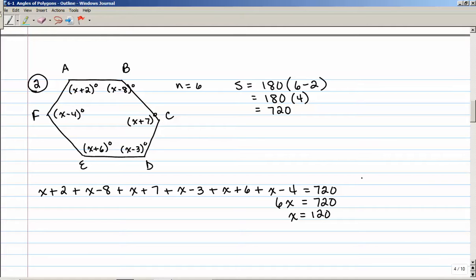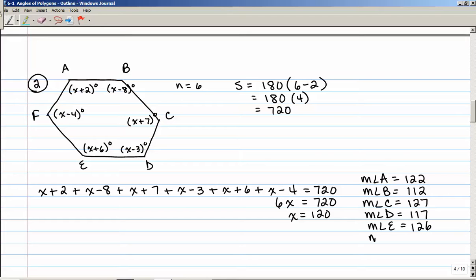So the measure of angle A is x plus 2, or 122. The measure of angle B is x minus 8, or 112. The measure of angle C is x plus 7, or 127. The measure of angle D is x minus 3, or 117. The measure of angle E is x plus 6, or 126. And the measure of angle F is x minus 4, or 116 degrees. After finding x, plug it back in to find the measure of each angle.